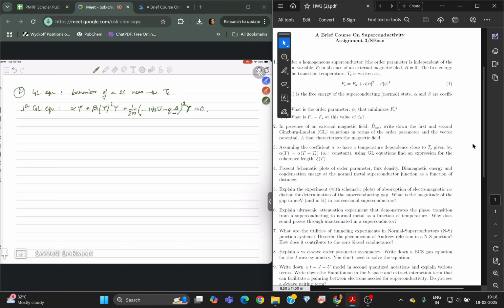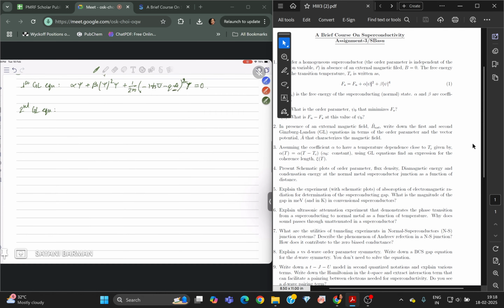Now the second GL equation is, this is a cross product, B by... Q by MC, psi star minus i h bar gradient psi... This basically tells about the superconducting current density. So only these two they have asked.